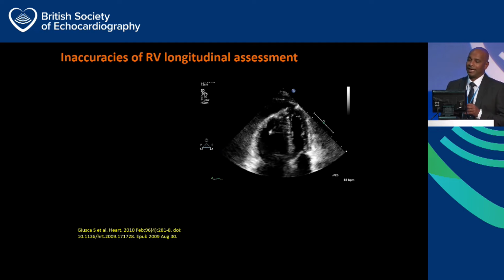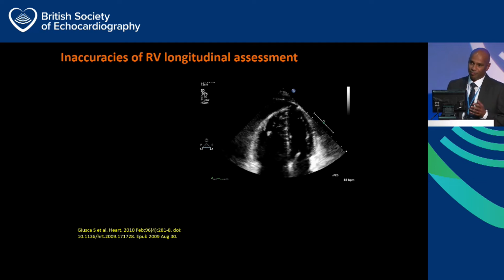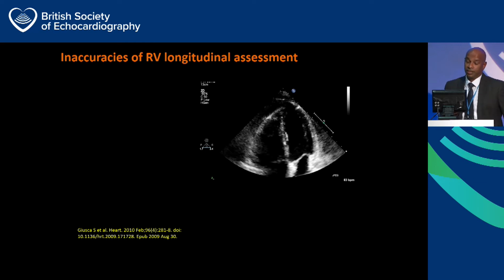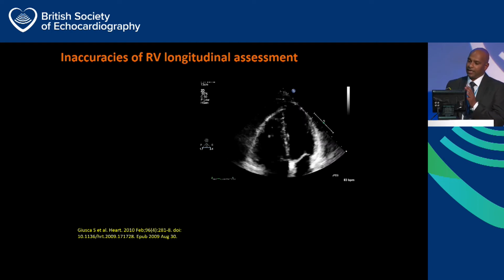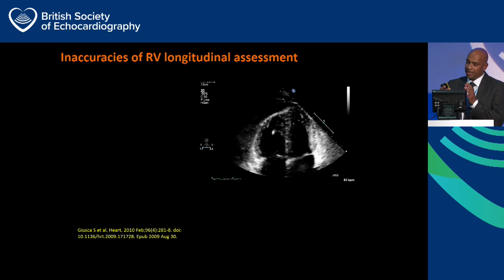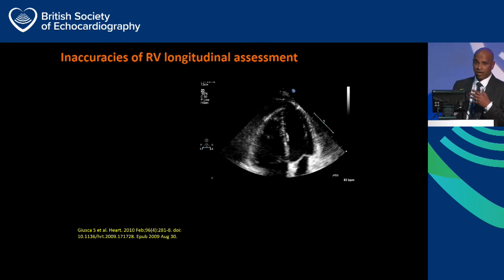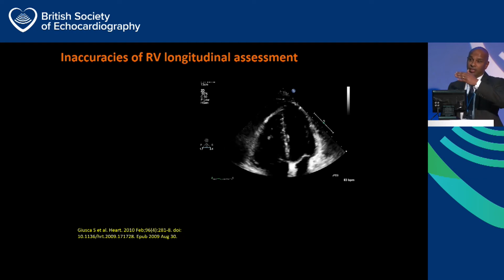And what they found was the TAPSE was better before the treatment, but all of the other measures improved after treatment, as you would expect. And the reason for that is that in this setting, with this ventricle, because it's dilated and impaired, and because there's volume and pressure overload, the right ventricle finds it hard to eject against that increased afterload.